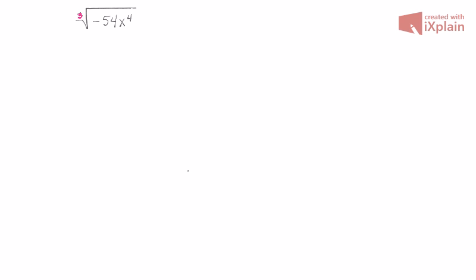So in order to see that, we're going to go ahead and flesh this out a little bit more. You won't necessarily have to do as much detail as I'm about to do, but just so you can see everything work its way out. So if we have negative 54x to the fourth, I'm going to break this up into a multiplication problem of negative 1 times 54 times x to the fourth. And now I'm going to start doing factor trees.